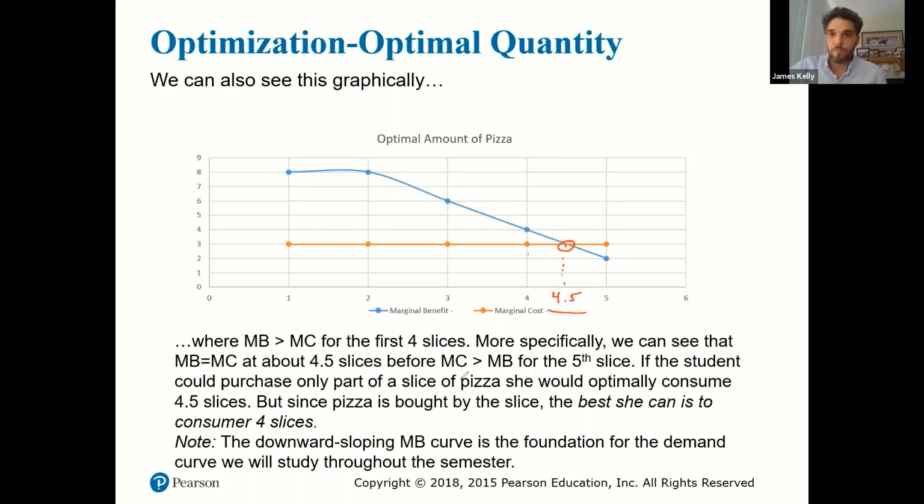So in this video, we tried to take a look at how to develop the marginal benefit curve, how to develop the marginal cost curve, and then using those relationships to understand what the optimal amount of an activity is to do. Okay? This downward sloping marginal benefit curve is going to be the foundation for the downward sloping demand curve that we'll talk about later.